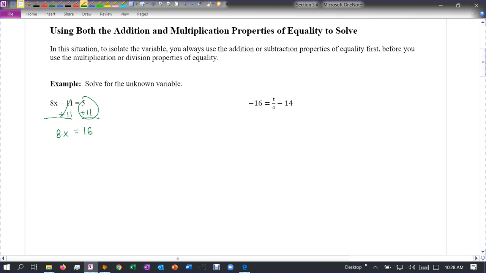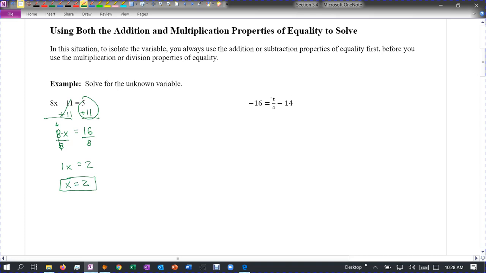Now what we want to do is get a coefficient of 1 in front of the x. So we want to get rid of the 8. So to get rid of 8 times x, we have to come through and divide by 8 on both sides of the equation. Now 8 divided by 8 is 1, so we get 1x equals 16 divided by 8, which is 2, and that's the same as saying x is equal to 2. Okay, we've done a problem like that before, so nothing real different there.